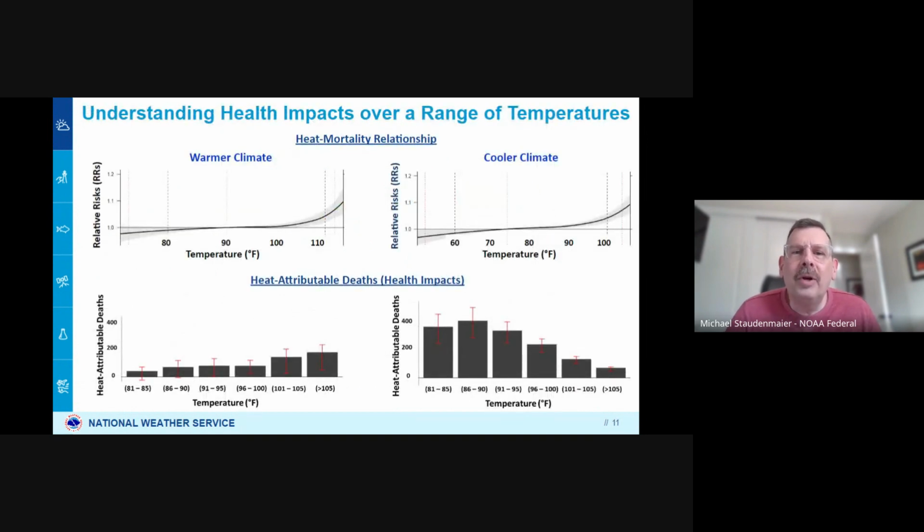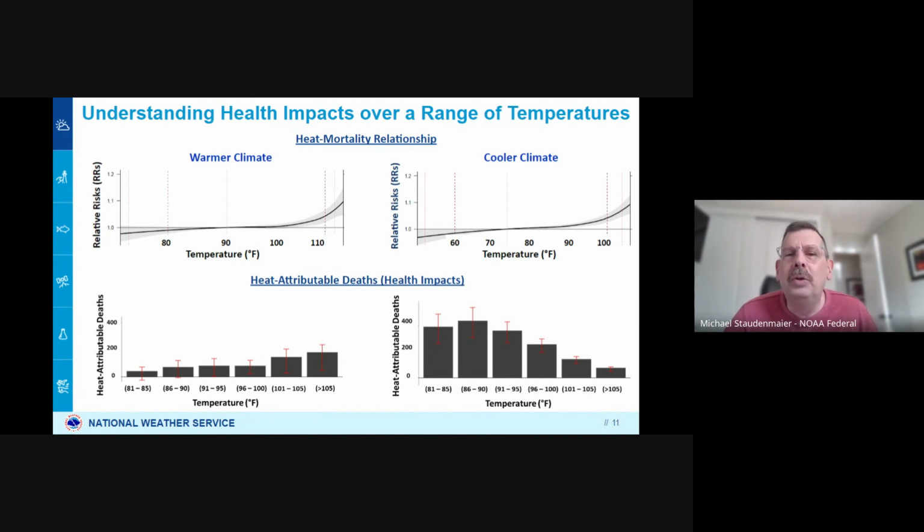So both warmer and cooler climates could have similar shaped relationship curves like you see here, but the underlying exposure patterns and the resultant heat attributable death characteristics can be totally different. In hotter climates, we may see heat attributable deaths increasing with increasing temperatures. That's a relationship we all want to see.